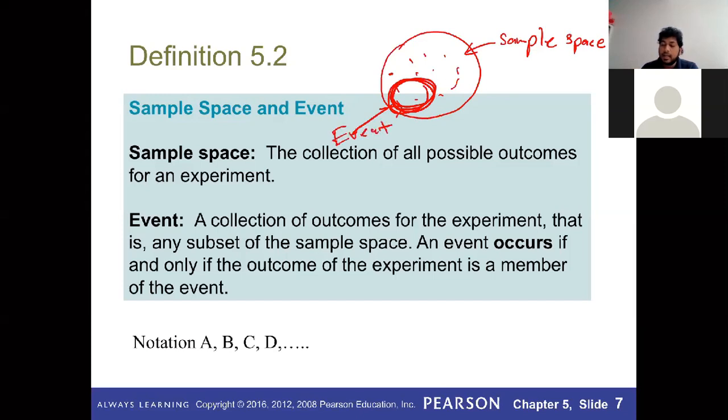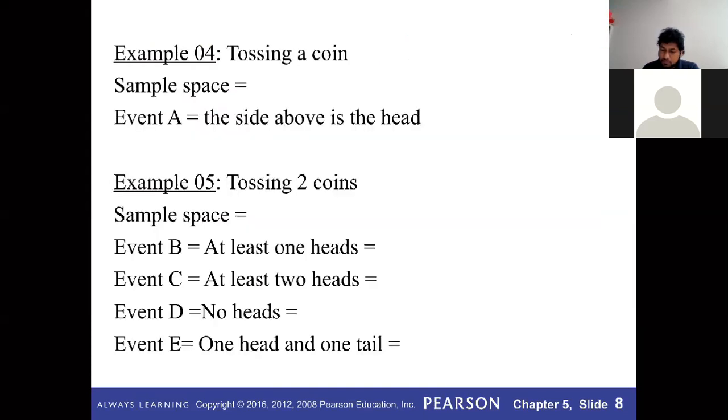Within this sample space, there are many events, based on how you define the event. We denote events using capital letters.